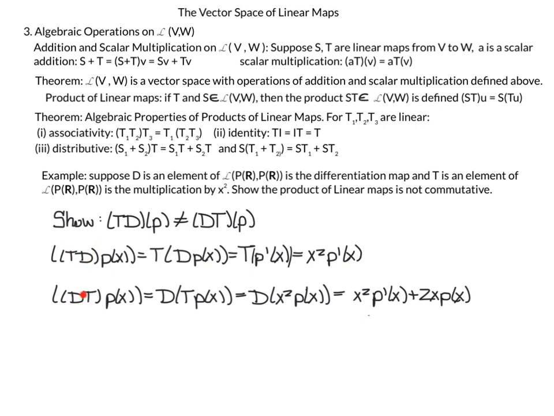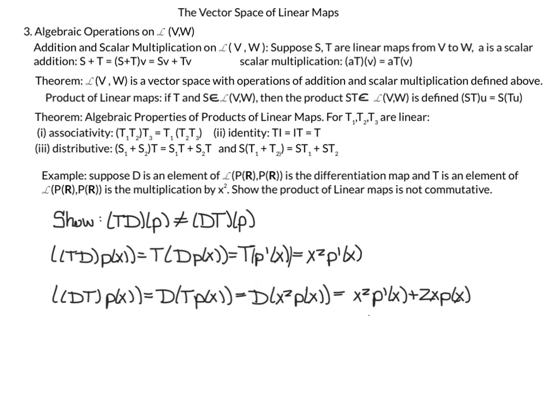So just rearranging the order of the product. So DT P of x, using this rule here, that means we do D of T of P of x. So we operate on P of x with T first, and we get x squared P of x.